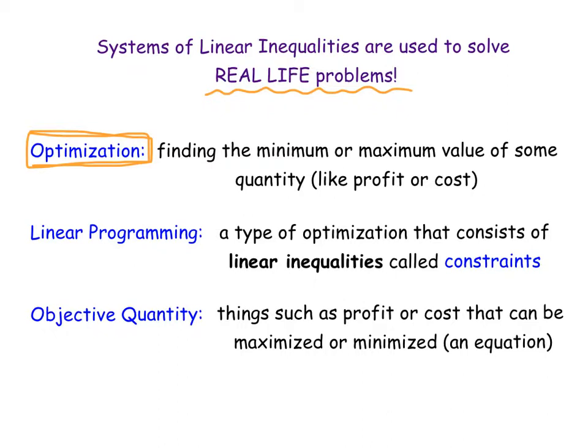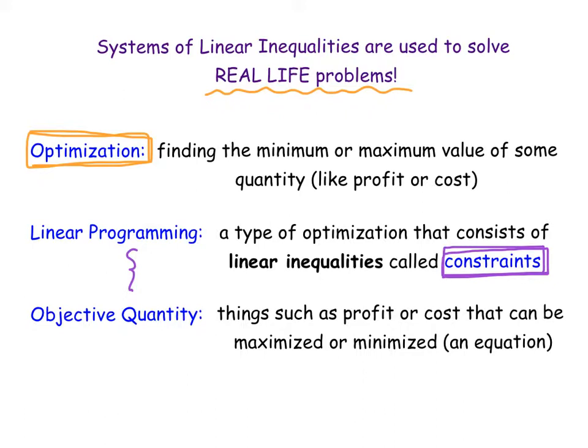It's a specific type of optimization that has linear inequalities, which we call constraints. What the constraints are is just a list of inequalities that our problem has to satisfy. It can be anywhere from just 2 situations to 5 or more. It's basically a system of inequalities saying the stipulations that this item must possess.